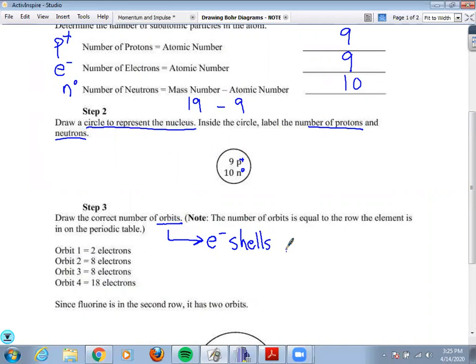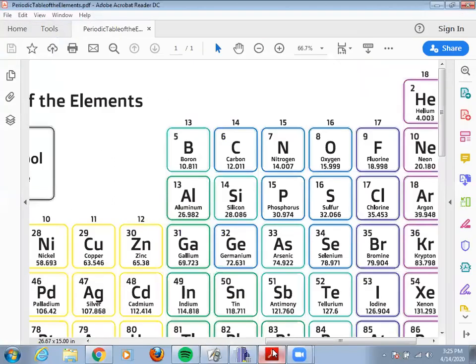So there is sort of a pattern here. The first shell, we can fit 2 electrons. The second, 8. The third, 8. And the fourth, 18. Now, in case you forget this, here's a little tip.